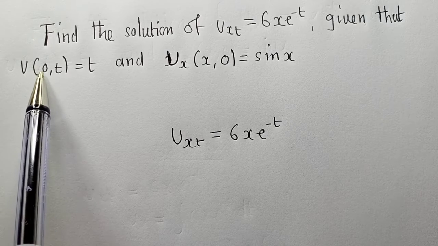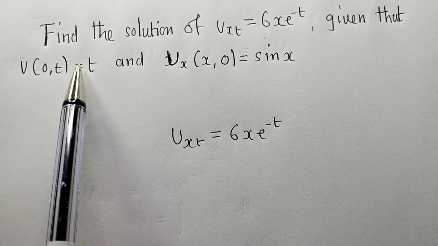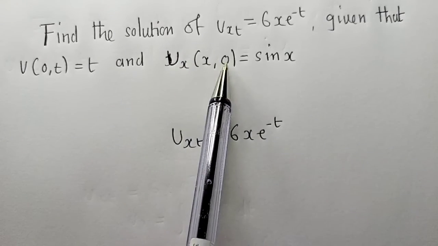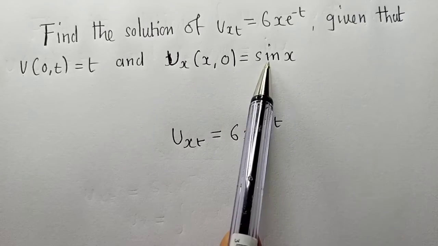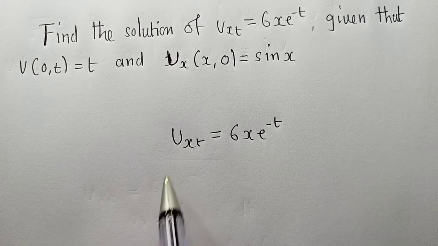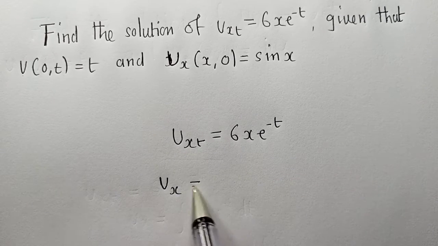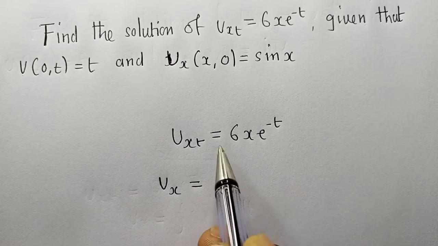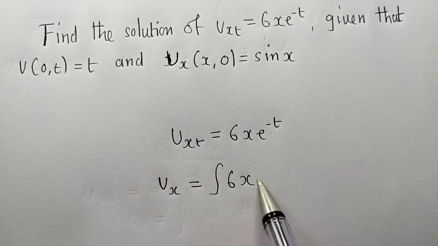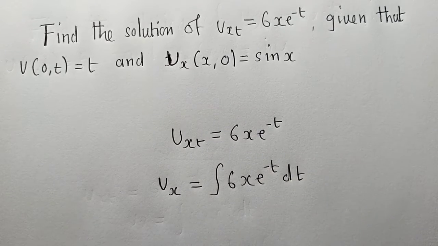We've got u of 0 comma t is equal to t, u subscript x of x comma 0 is equal to sine x. So the first thing here, for us to solve, we need to find u subscript x. So for u subscript x, we just integrate this, so it will be the integral over this with respect to t.